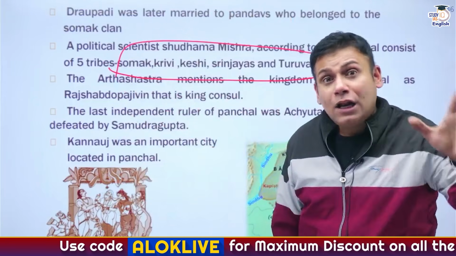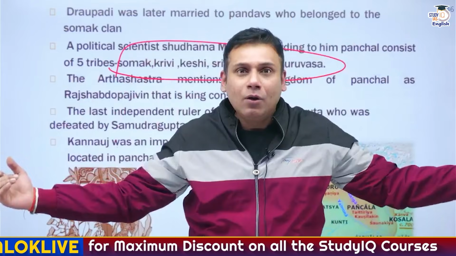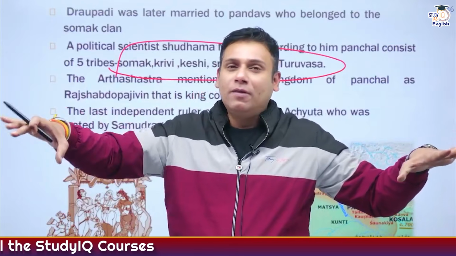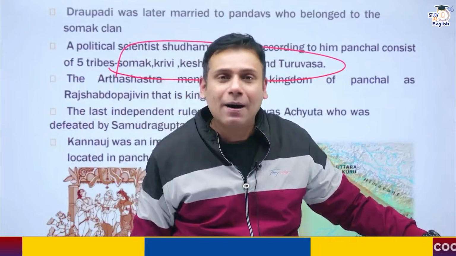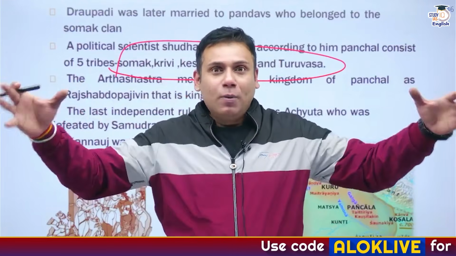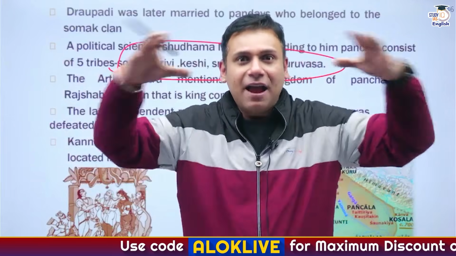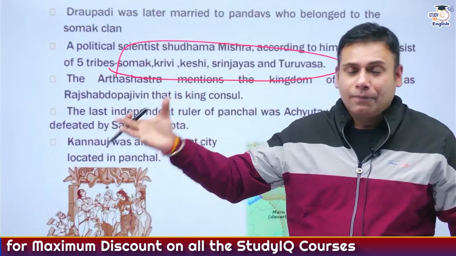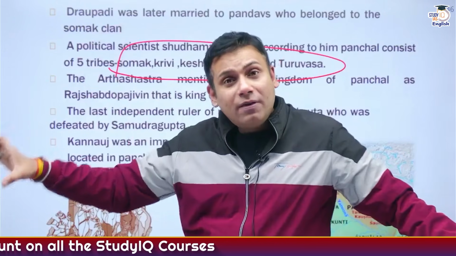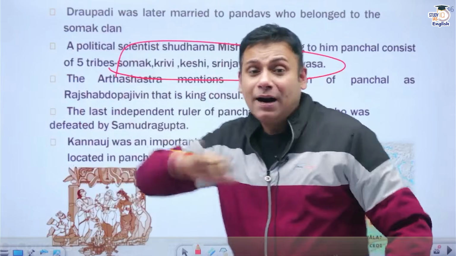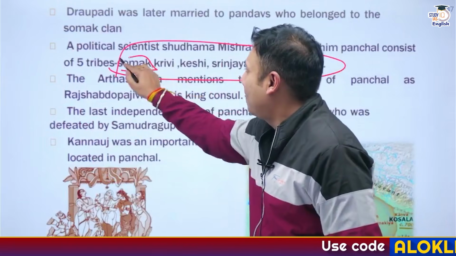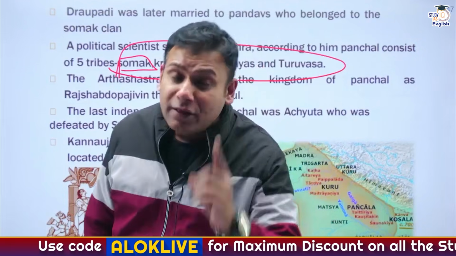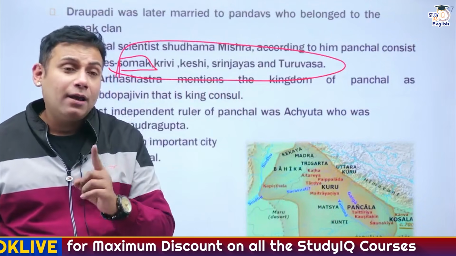Correct? Now, the head of all the tribes was Drupad. And Drupad had a daughter named Draupadi, one of the most important characters of Mahabharata. Correct? Drupad was the head of Panchal. He was the head of the 5 tribes. He had a daughter named Draupadi. Okay? And now Draupadi was married to Pandavas and Pandavas belonged to Somak clan. Do not get confused. I will repeat the points again. Listen to me very carefully, guys.